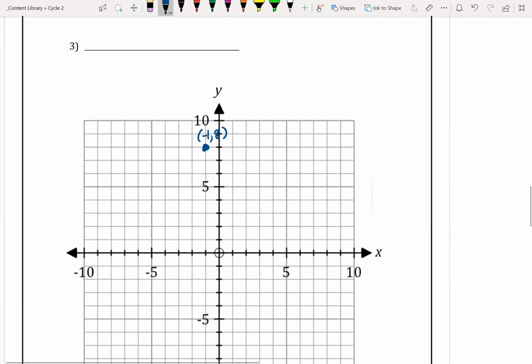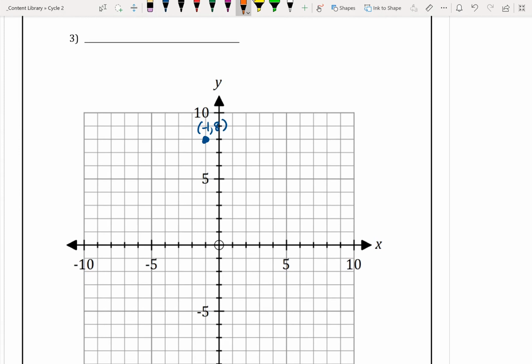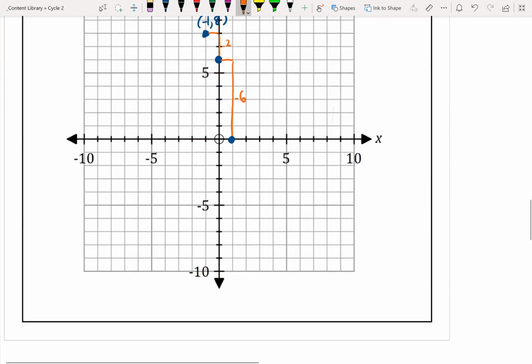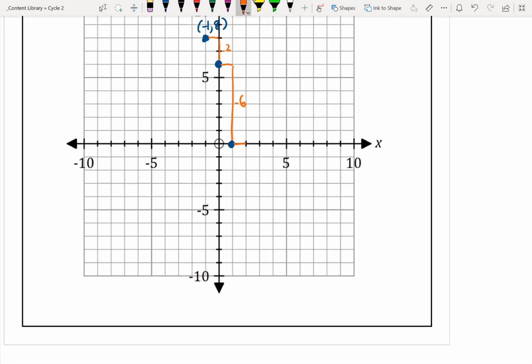Now, if I go back up to the equation, the step pattern was -2, -6, -10. So that means that I start at one point, I go over 1, and then I have to go down 2 to get to my next point. To find the next point from there, I go over 1 again, and now in this case I go down 6. And there's my next point. For my last point, I go over 1 again, and in this case I go down 10. And there's my last point.